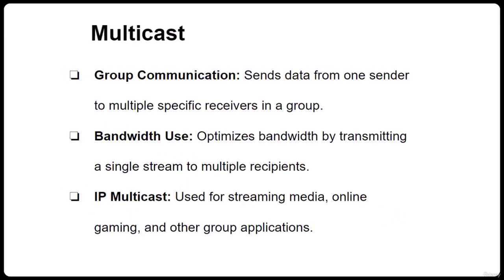Next is a multicast. A multicast is typically used for group communications. It's when one sender will send data to multiple recipients in a group. Within multicasting, we need to identify the specific individuals that will receive the data transmission. Multicasting is very efficient for our bandwidth use. By having a single stream to multiple recipients, it limits the amount of data transmissions that has to go through our network equipment. We use multicasting for our streaming media, online gaming, and other group or collaborative applications.